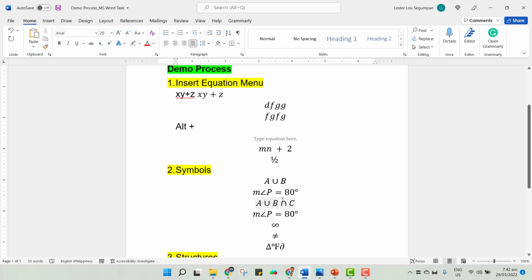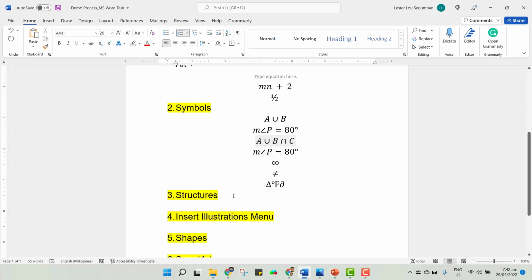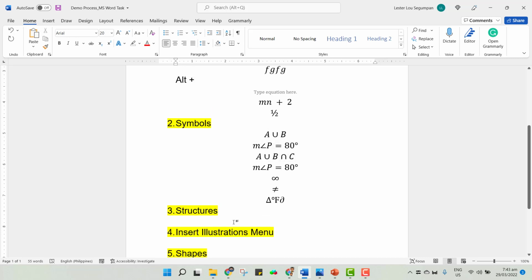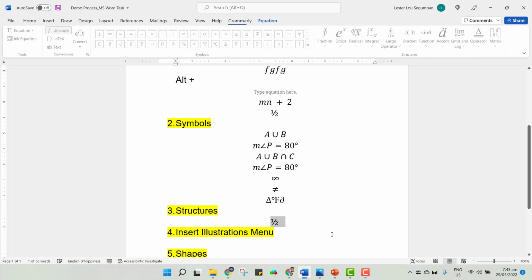Now, these are just for symbols. For structures, these are part of the equation menu, wherein you could create different forms of mathematical expressions. Here, I made mention that if you have one half, just like that, you could always change it into an equation by highlighting it, and then clicking again Alt plus equals.